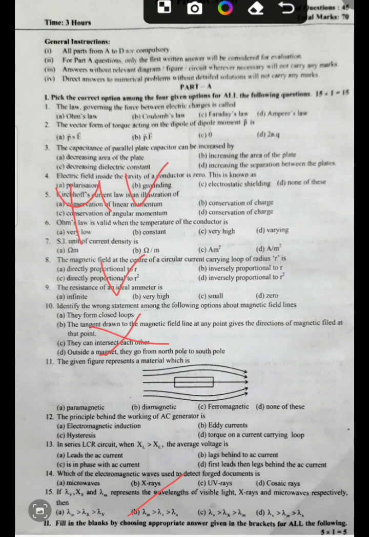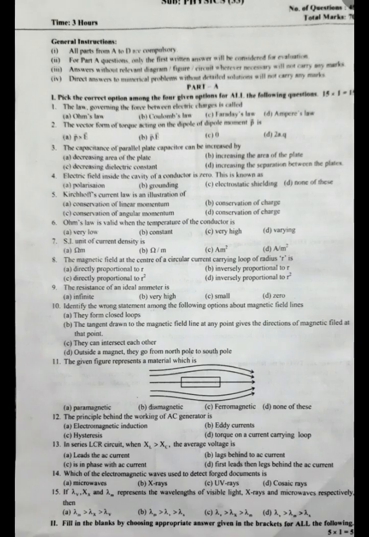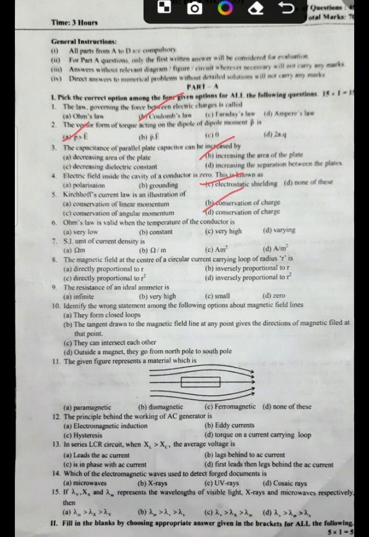Option B. So like this, I answered all 15 questions. Let me write once again. Question number 1, option B, Coulomb's law. Question number 2, option A, P cross E. Question number 3, option B, increasing the area of the plate. 4, electrostatic shielding. And 5th one, Kirchhoff law, B and D. And 6th one, constant, option B. SI unit of current density is option D, ampere per meter square.